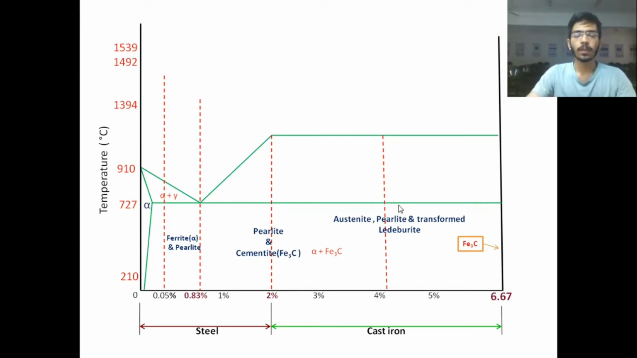So let's see the first brother, alpha ferrite. I am an interstitial solid solution of carbon in alpha iron, which has a BCC structure. I exist at room temperature. The solubility of carbon in alpha iron is 0.008% at room temperature, increasing to 0.025% at 727 degrees Celsius.